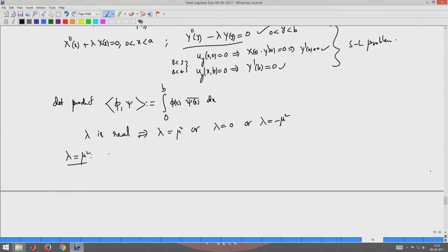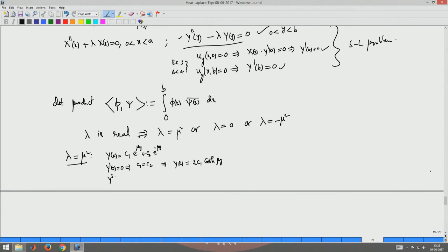So, let us quickly find out. Lambda equal to mu square: the general solution of this ordinary differential equation is C1 e power mu y plus C2 e power minus mu y. If you apply y dash of 0 is 0, it will give me C1 equal to C2. So, y of y is, with C1 equal to C2, 2C1 cos hyperbolic mu y.